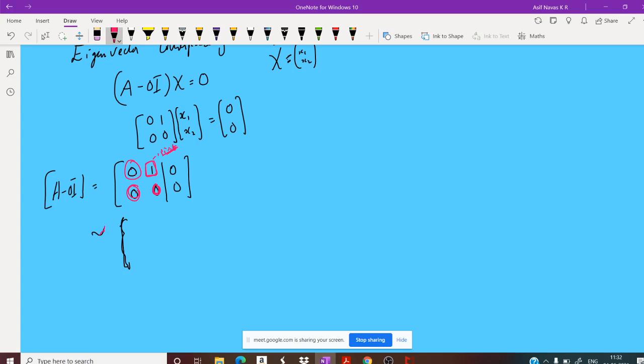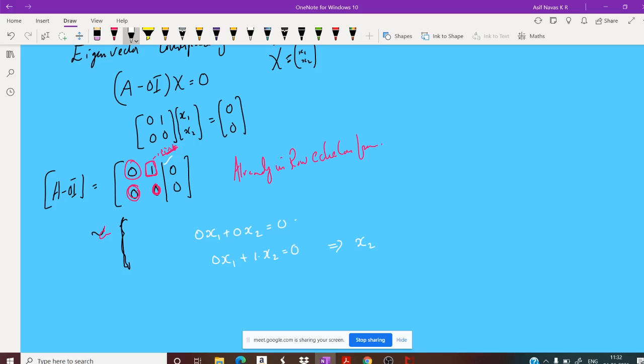No. So this is already in row echelon form, right? Echelon. So tell me now, we will write. What is the last row? The last row is 0 x1 plus 0 x2 is equal to 0, and this row is 0 x1 plus 1 x2, so x2 is equal to 0, which implies what you get for x2.